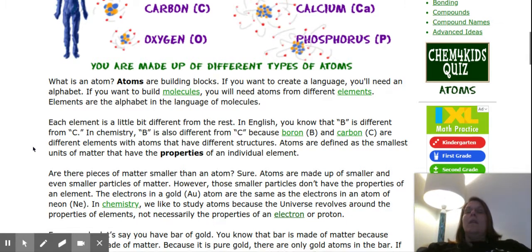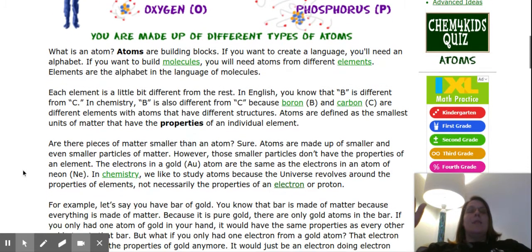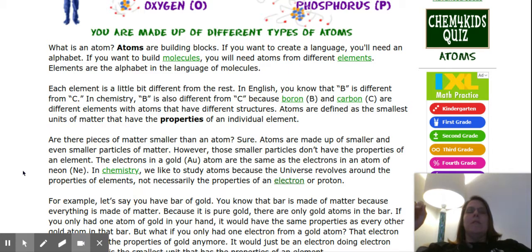Now, this second paragraph here, don't stress about it. We're going to go on to the next one, because that in and of itself is just way too complicated for its own good. Are there pieces of matter smaller than an atom? Sure. Atoms are made up of smaller and even smaller particles of matter. However, those smaller particles don't have the property of an element. So electrons in a gold atom are the same as electrons in a neon atom.